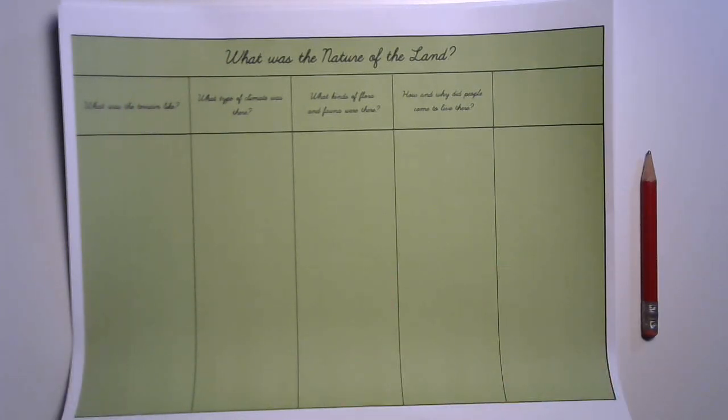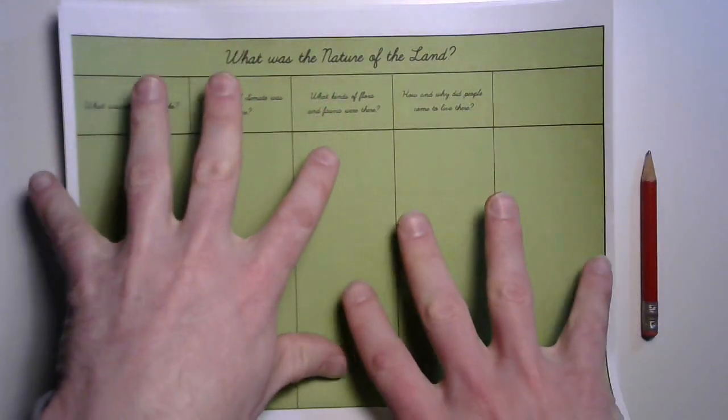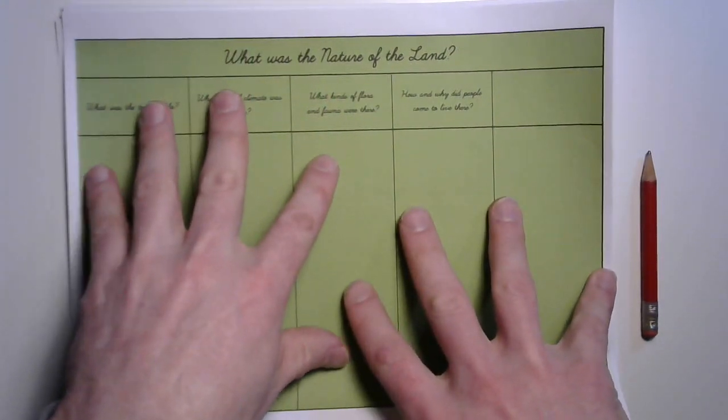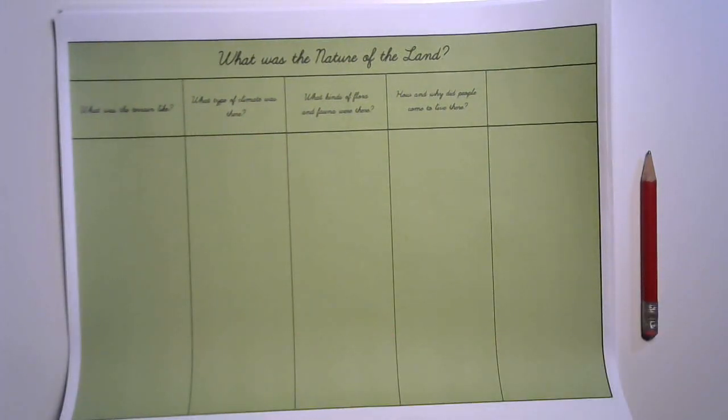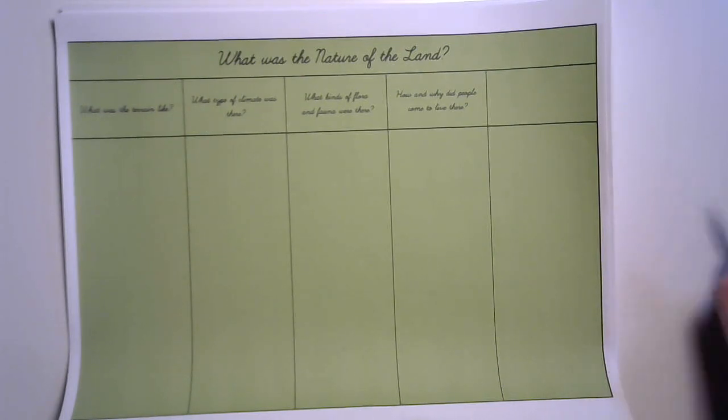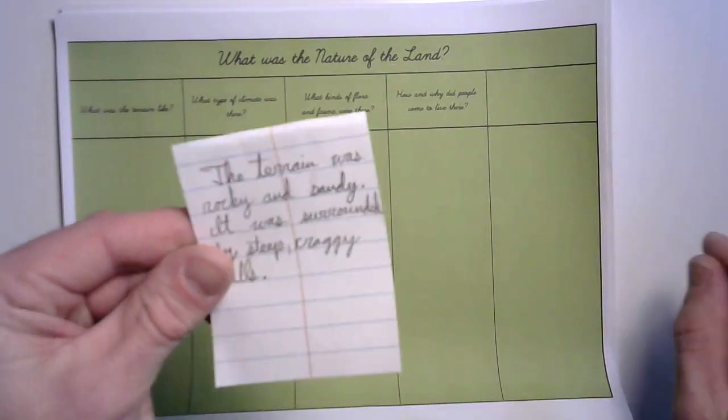So, thinking about the story of the Phoenicians, let's see if we can answer some of these questions together. For example, starting on the chart about the nature of the land, the first question, what was the terrain like? Can you remember anything from the story about the Phoenicians that talks about what the terrain was like? Oh, yeah, that's right. The terrain was rocky and sandy. There were steep, craggy hills. So actually, I'm going to write that down.